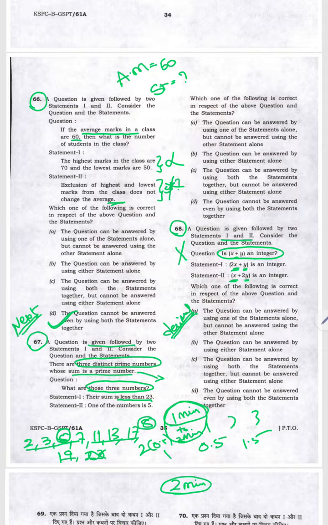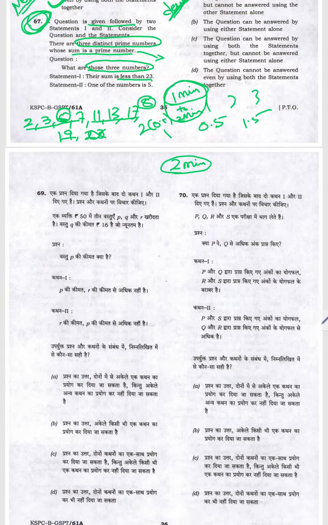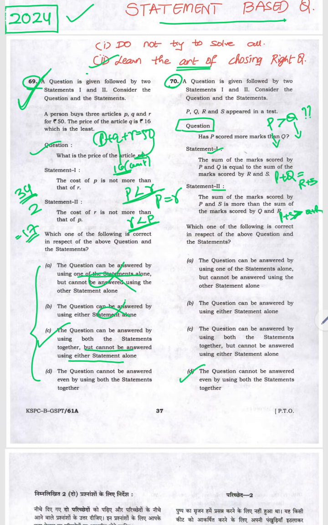If at all you feel that a question is taking time, you just simply go to the next question. That's it. Got it? In this particular video, the 66th question I can outrightly solve. Okay, the 67th question might take 2 minutes for me. The 68th question might take 2 to 3 minutes for me if I don't know this decimal subject. The 69th question I can solve outrightly. The 70th question also I can solve outrightly. You see, out of 5 to 6 questions we can solve outrightly 2 to 3 questions, with no wastage of time.